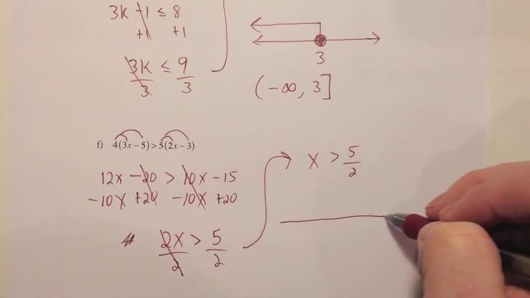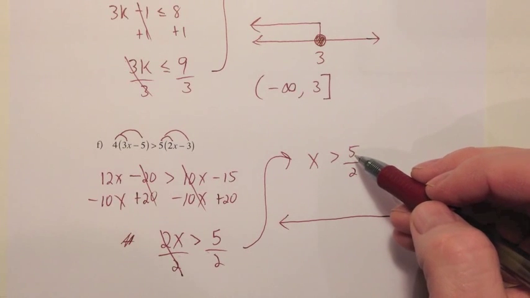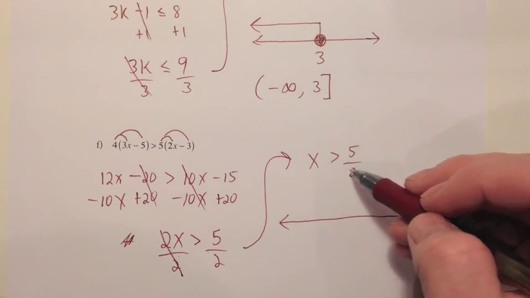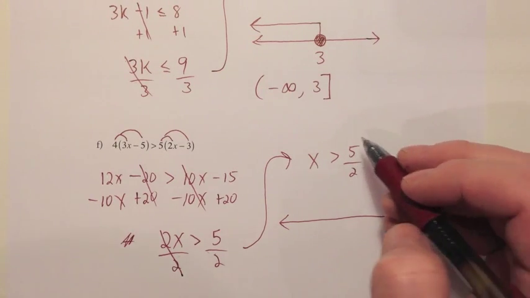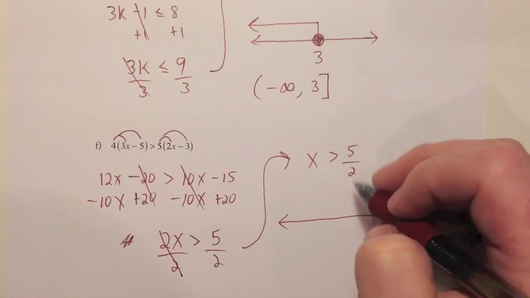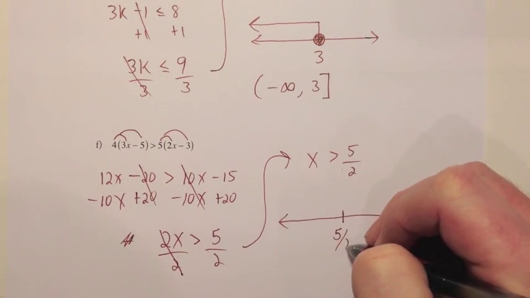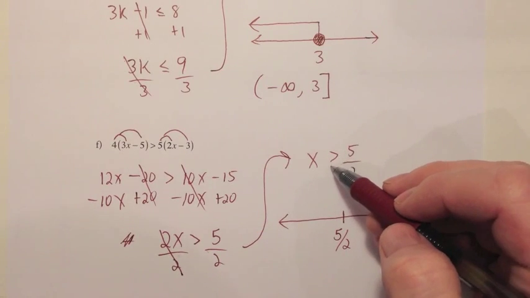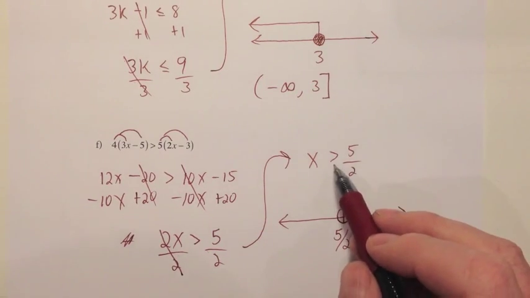And normally when I go to graph something like 5 halves, I might think of it as a mixed number and say 2 goes into 5 twice with 1 left over, so this is 2.5. And that would tell me, okay, I need to plot that halfway between 2 and 3. But really when you're doing inequalities, we typically just put one number on there, which is this number. We indicate whether it's included or not. This one's not included, so I would do an open circle. The arrow points the way.